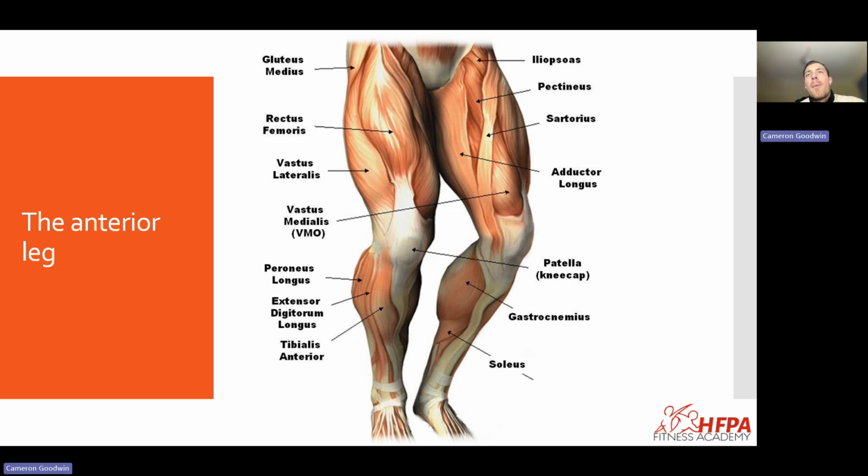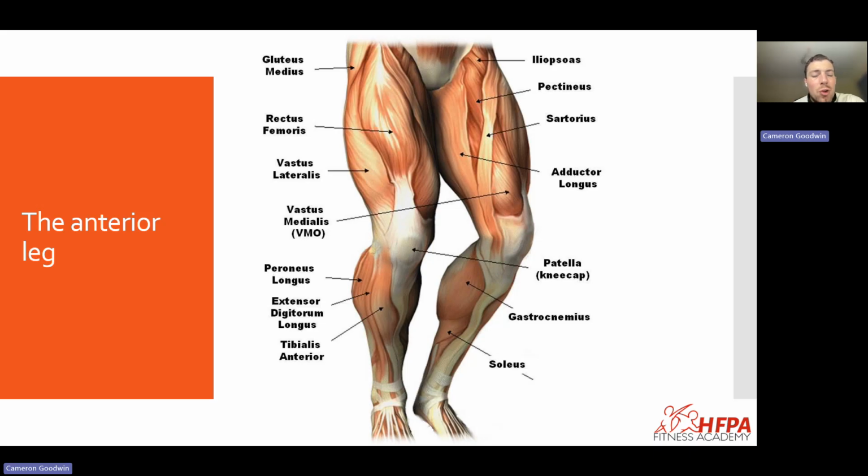From a power and a force production point of view, they are very important in ensuring that you are strong from a stability point of view. Your glutes and your abs are very, very important. So we started with the gluteus medius.